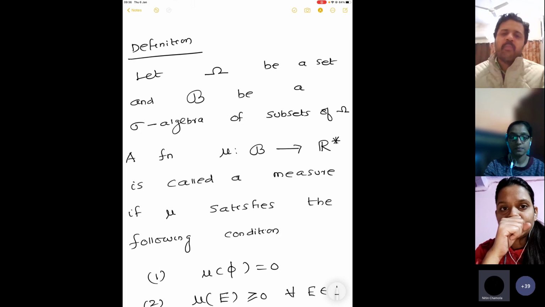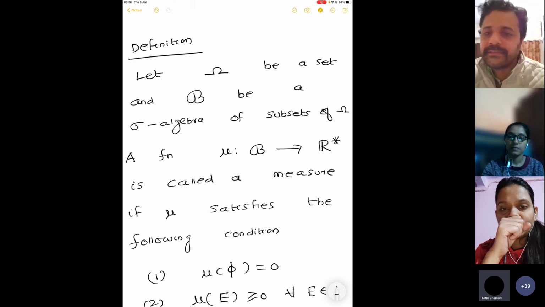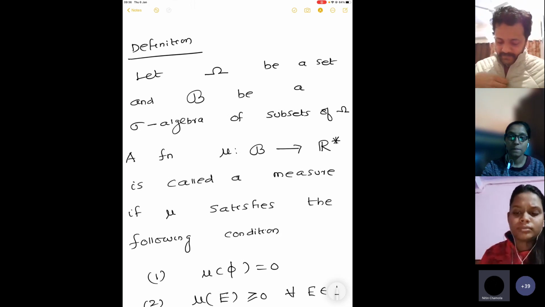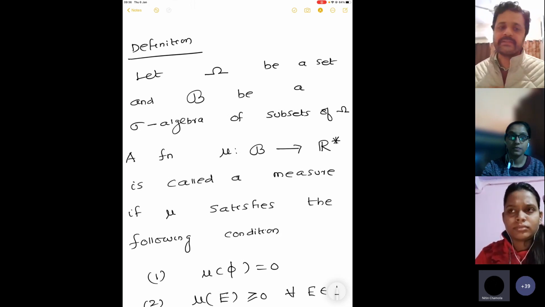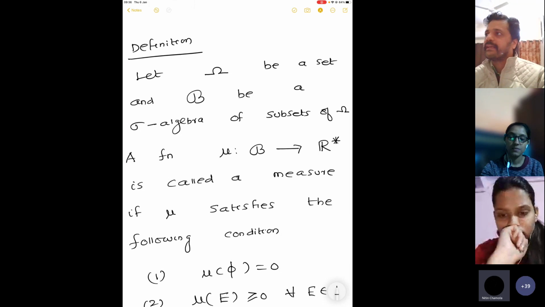One question remains unanswered. Can you tell me what is the question? Still, I did not say. You want to generalize length. You want to generalize area. You want to generalize volume. One question remains: why do you want to generalize? Why are you not satisfied with length? Why do you want something other than length?